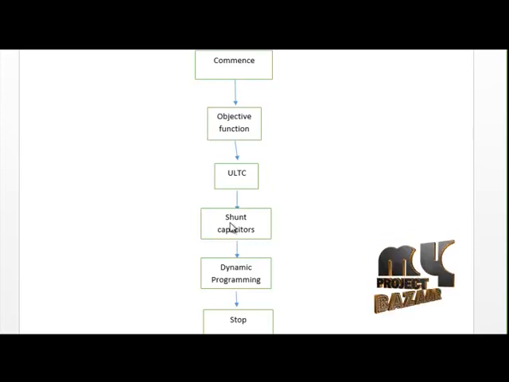What is the result we get from the ULTC? That is directly passed into the shunt capacitor technique. A shunt capacitor is nothing but a capacitor or group of capacitors which are placed across an electric power line or electric appliance to provide a voltage increase or to improve the power factor of the circuit.